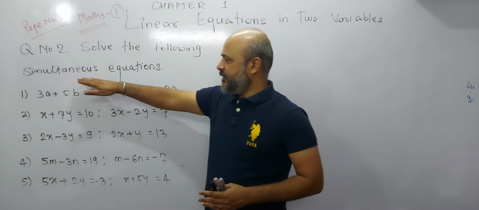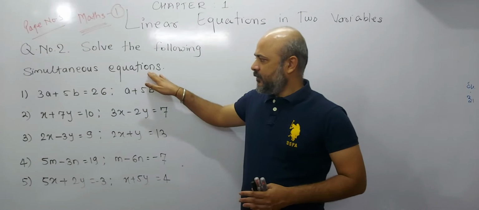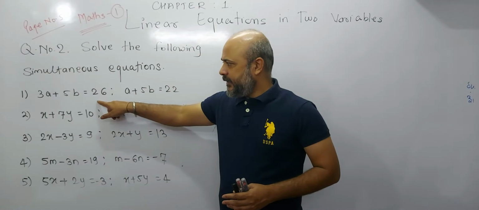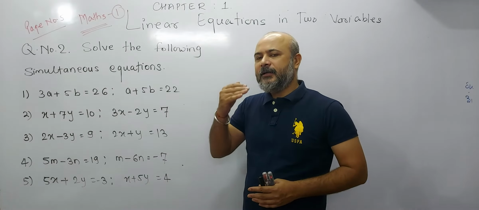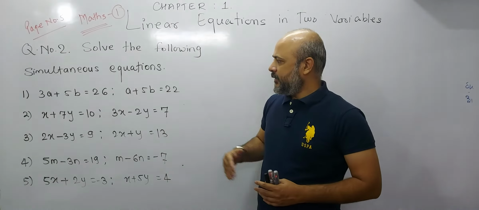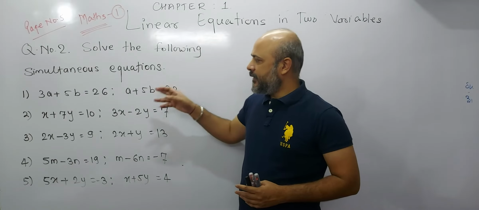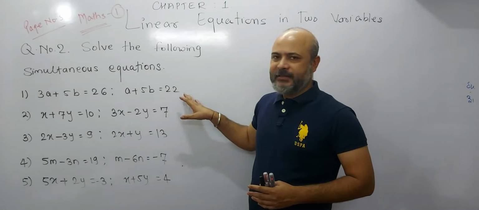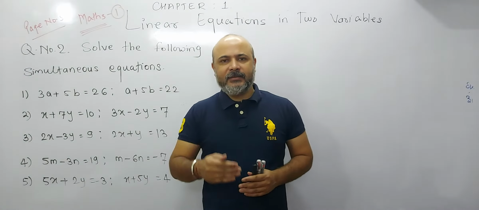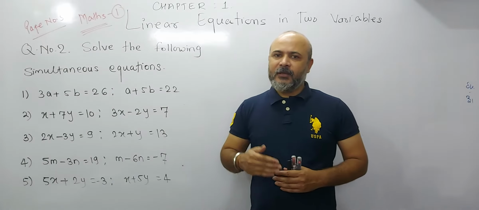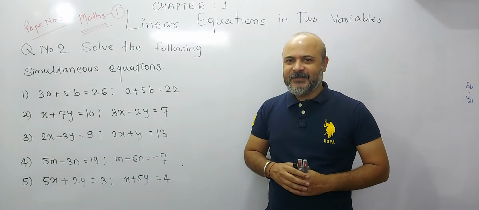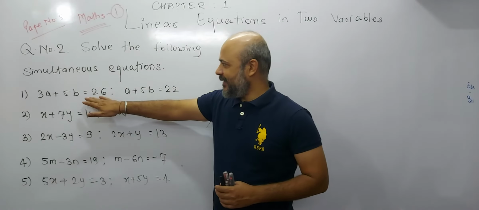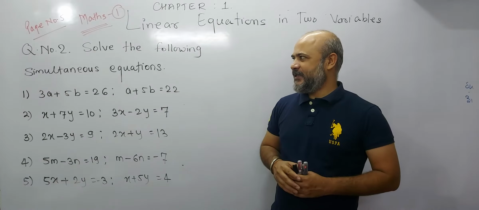Students, what is the meaning of simultaneous equation? When you consider two linear equations in two variables together, then you say that the given equation is a simultaneous equation. It means that at the same time you are going to consider two linear equations in two variables. Okay students, so this is called a simultaneous equation.